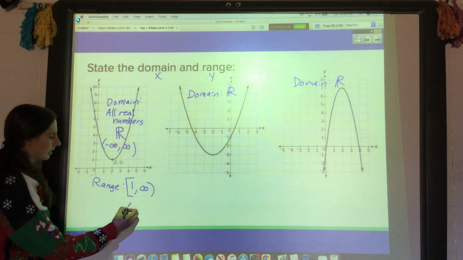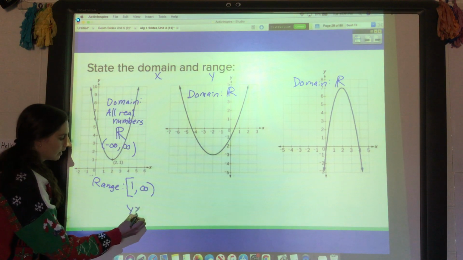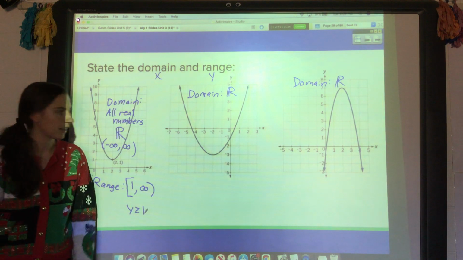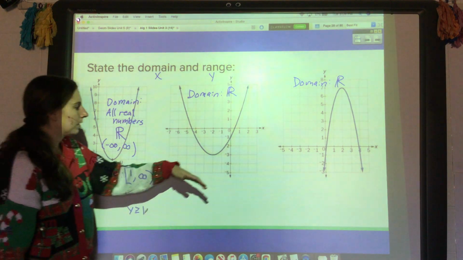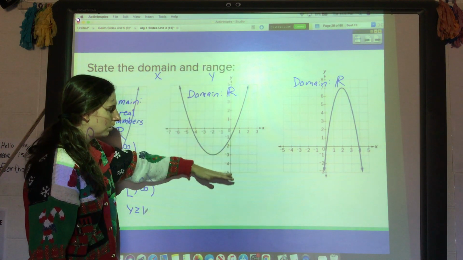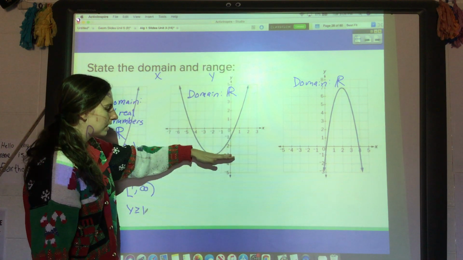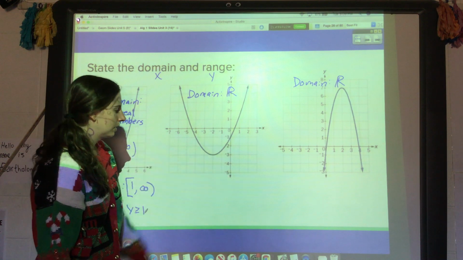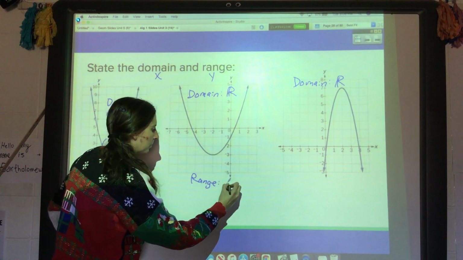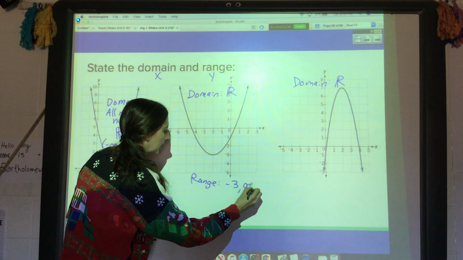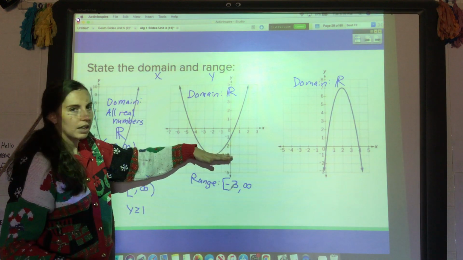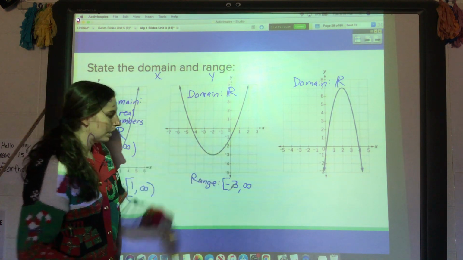Another way of writing this would be set notation. You could just say y has to be greater than or equal to 1. It's always going to happen at the vertex. Like in this one, the graph goes up forever, but as I come down, looking at the y values, it doesn't exist below -3. So for this one, the range is from -3 to infinity. Again, it does include -3 because I hit right at -3, but not below it.